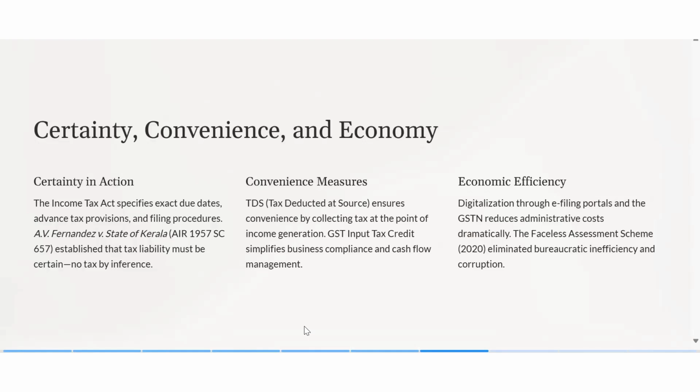Economic efficiency: digitalization through e-filing portals and GST reduces administrative cost dramatically. The faceless assessment scheme, which was introduced in 2020, eliminated bureaucratic inefficiency and corruption.